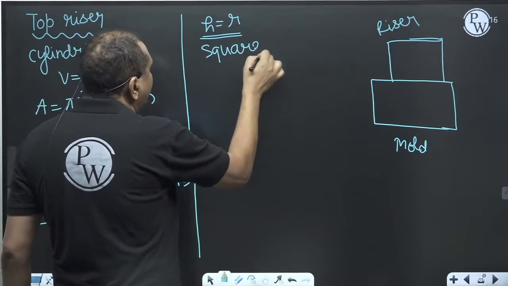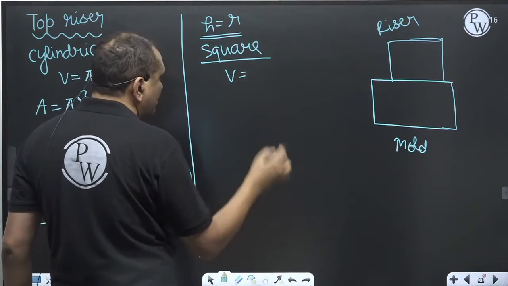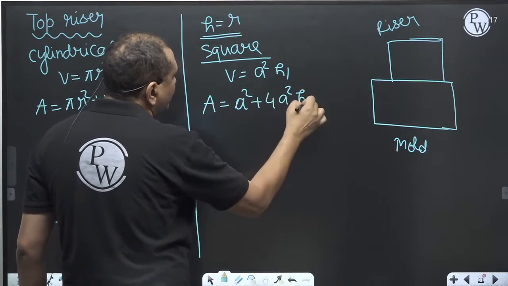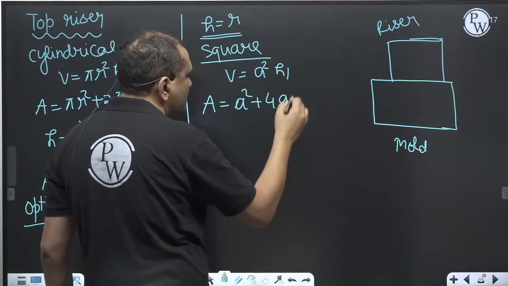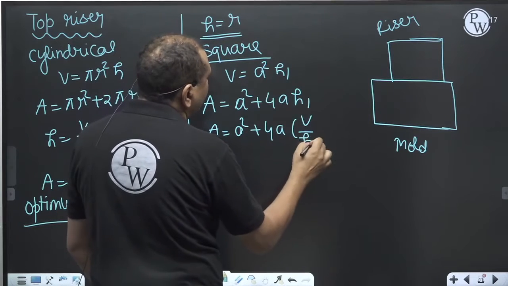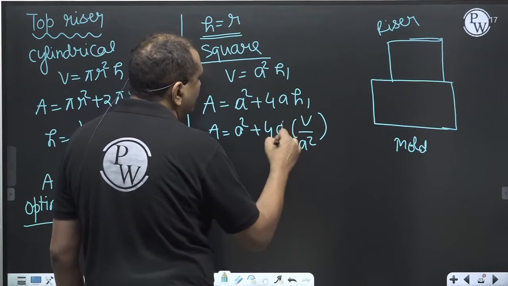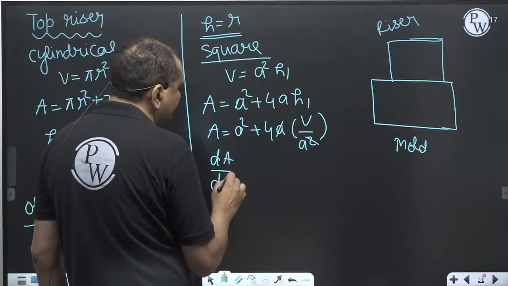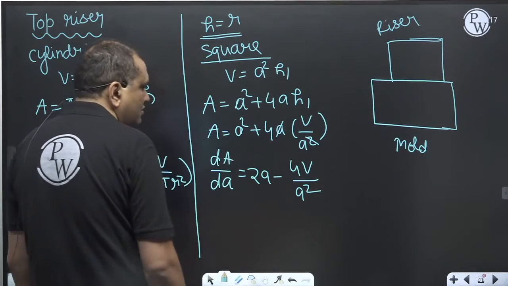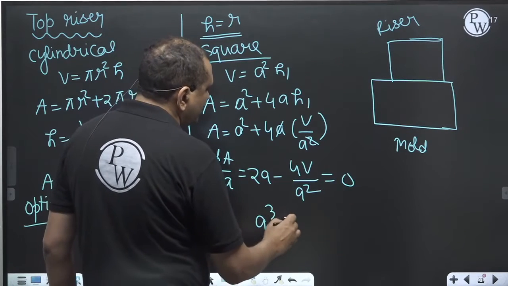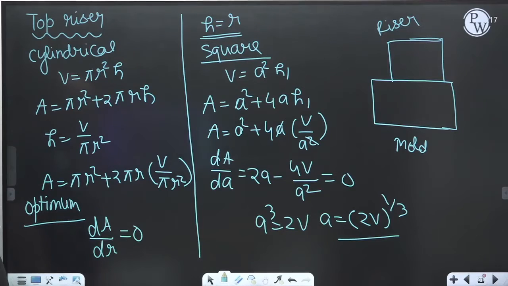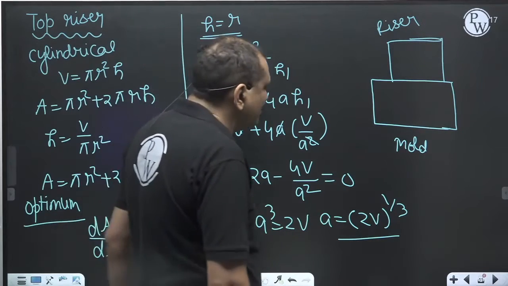Let us say square parallelepiped, volume is nothing but A square H1, surface area is nothing but A square plus 4A H1. So here area is nothing but A square plus 4A V by A square. Differentiate with respect to A: 2A minus 4V by A square, correct? Put it equal to 0. So A cube is nothing but 2V, and A is 2V raised to power 1 by 3. Okay? So these optimum conditions will come for top riser.